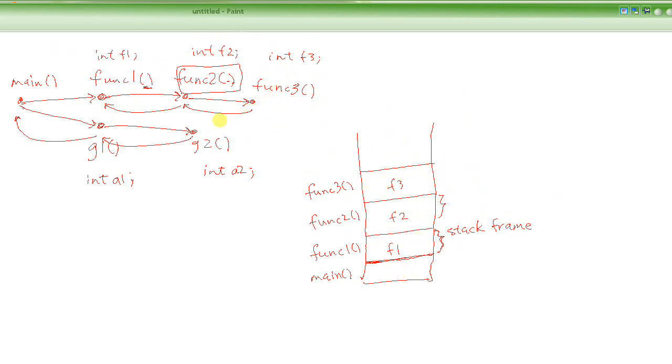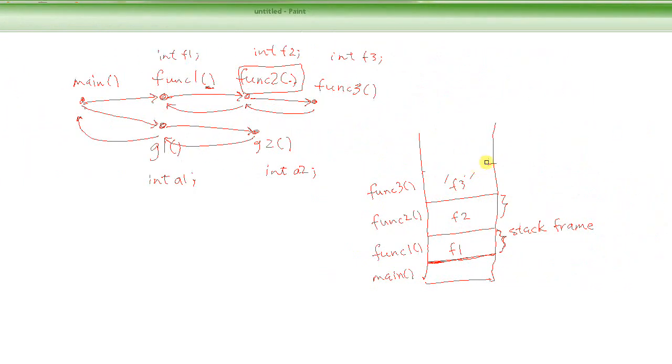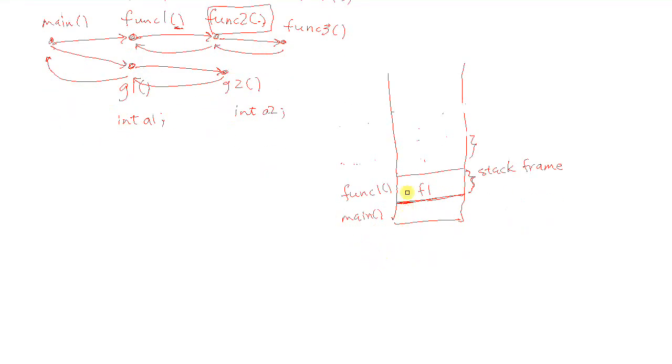But when func3 returns, what happens? When func3 returns, this memory is freed up as if it was never used before. So this whole thing frees up. Then func2 executes and finishes, and then func1 finishes, and then we are back in the main function. When the main function finishes, the program ends. So the main function never finishes until the end of the program.